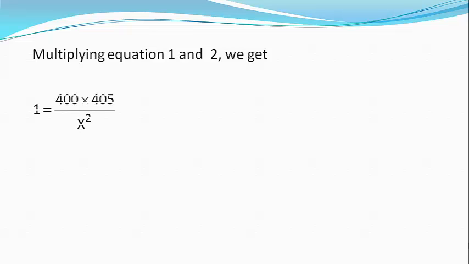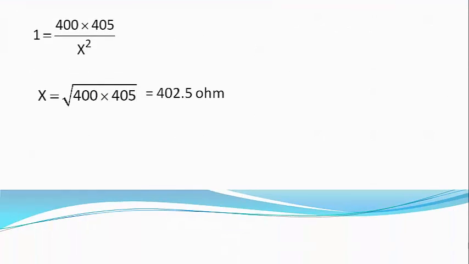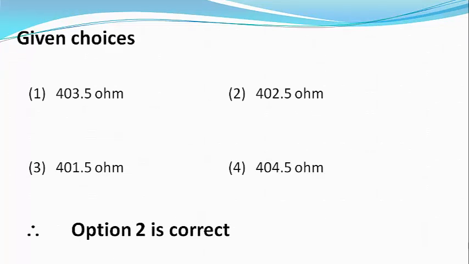Multiplying equations 1 and 2, we get 1 equals 400 into 405 divided by X square, or X square equals 400 into 405. Taking square roots on both sides, we get X equals 402.5 ohms. So this value matches with choice 2 of the given answers, and therefore our choice 2 is the correct answer.